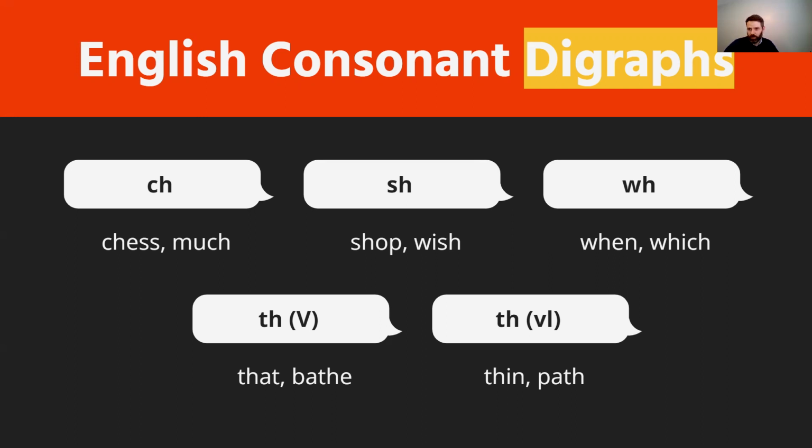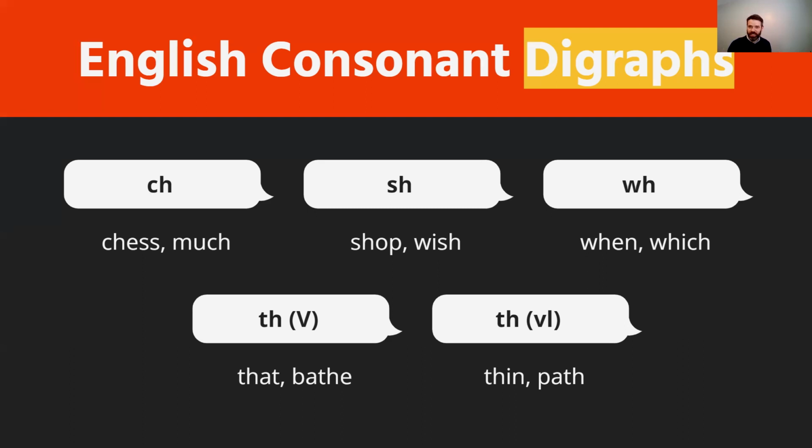Then there is the wh digraph. Now, in older forms of English, the WH digraph used to have a specific sound, which was kind of an h sound, but the h sound is disappearing from American English. And so most American English speakers pronounce the WH sound just as a W sound, like when and which, instead of hwen and hwich.